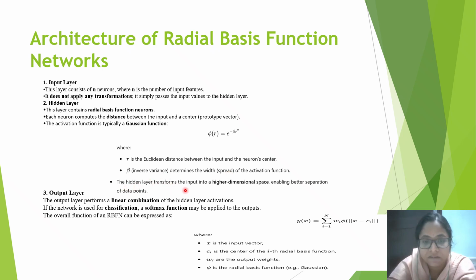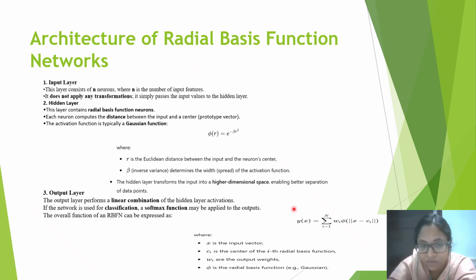The hidden layer will transform the input into a high dimensional space, which enables better separation of the data points. The third one is the output layer. The output layer performs a linear combination of the hidden layer activations. If the network is used for classification, a softmax function may be applied to the outputs.